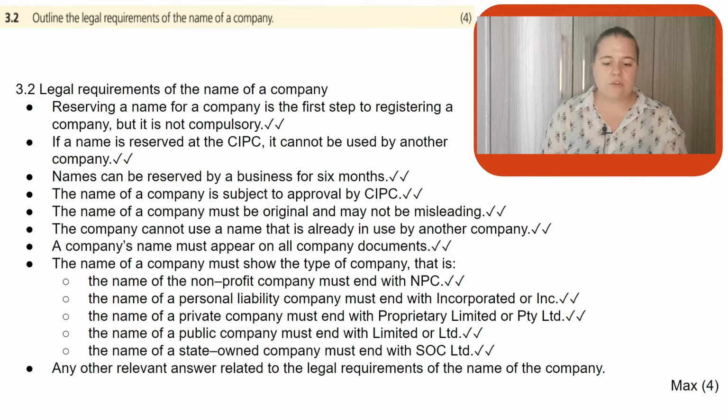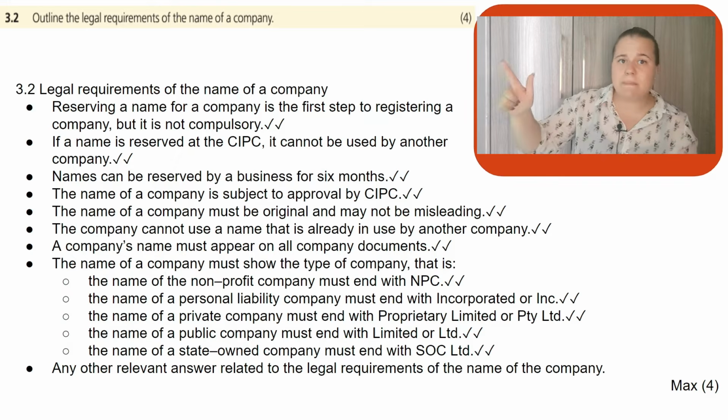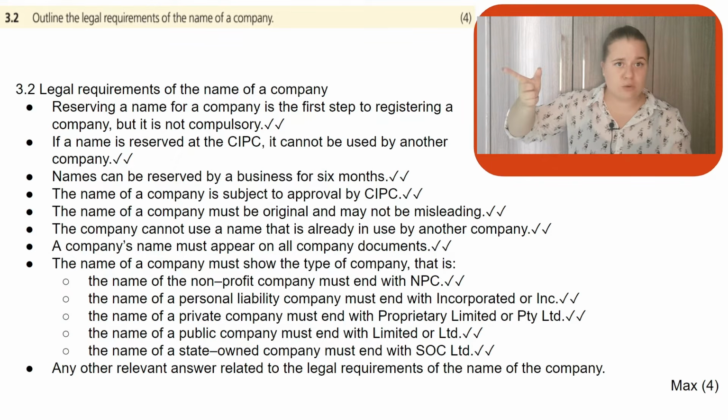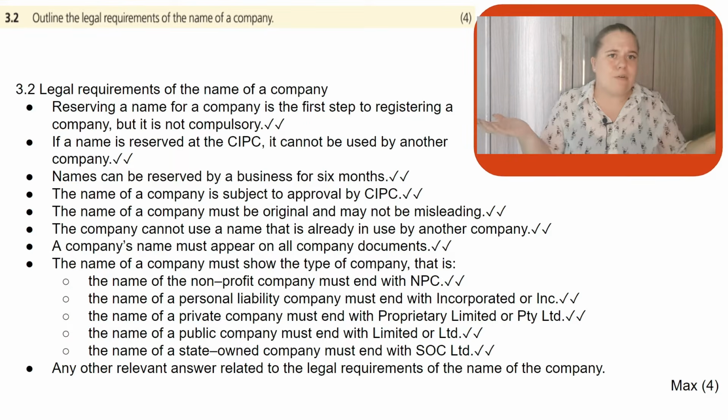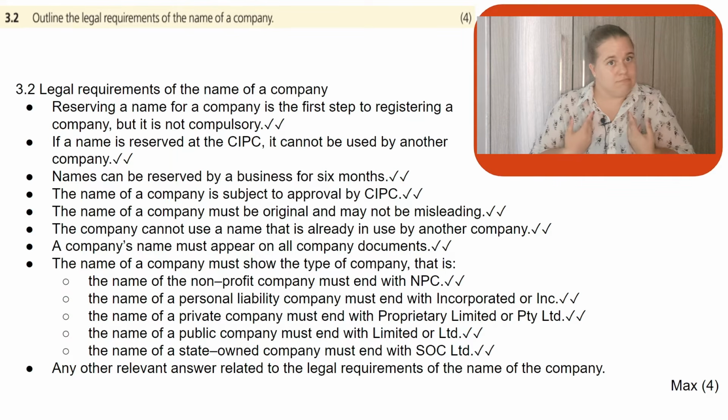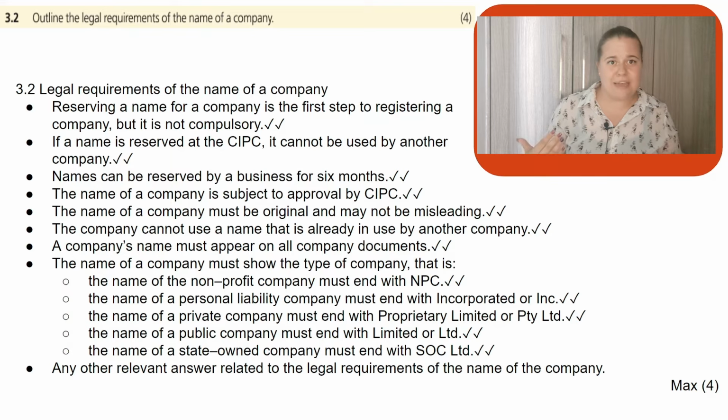So the legal requirements is reserving a name for the company is the first step into registering a company. Okay, when you're studying, now guys, look, when you're studying, remember the previous question also had the name of a company. Now we all know in order to have a company, we need a name. Even though it's not compulsory, how are people going to identify us? Okay, if I'm selling pancakes, I need a name. Sam's Pancakes, Gloria's Pancakes, pancakes sold here, I don't know, but our company needs a name.